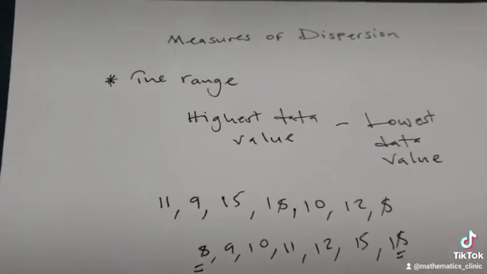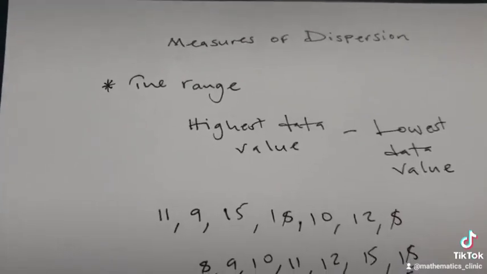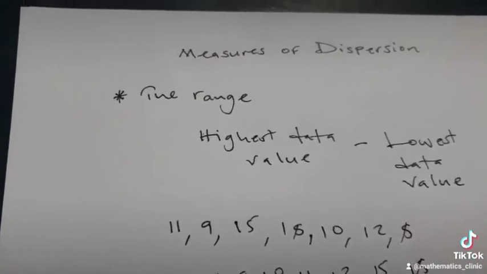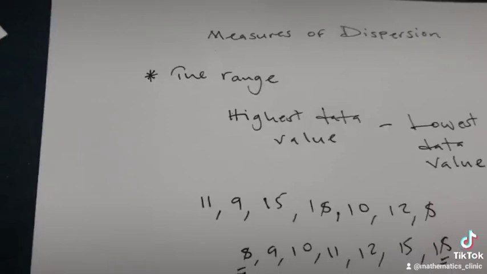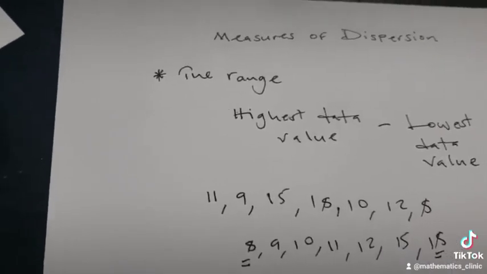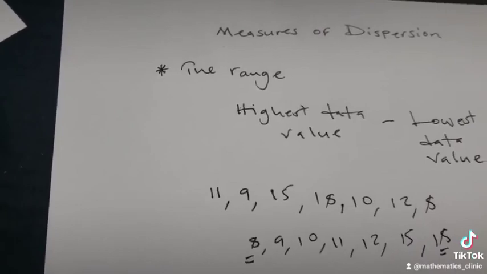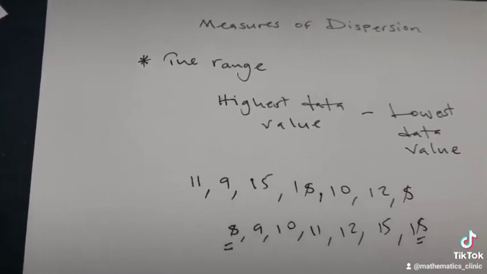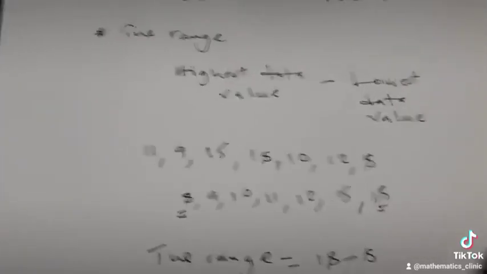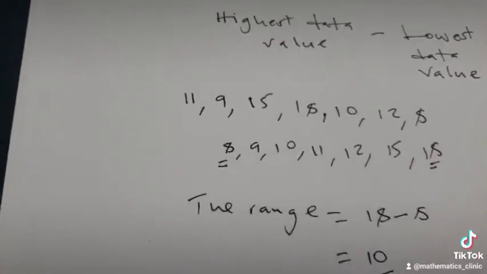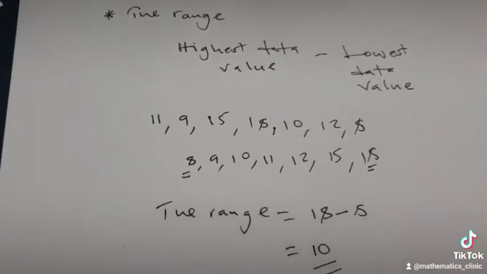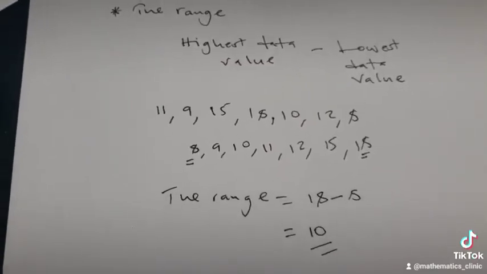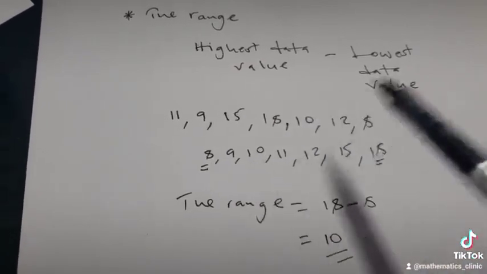Quickly, remember we are looking at measures of dispersion. One might wonder, what is a measure of dispersion? Measures of dispersion give us information about how spread out or how close the data values are in a given data set. We have already looked at the range and seen how you can find it: the highest data value minus the lowest data value.